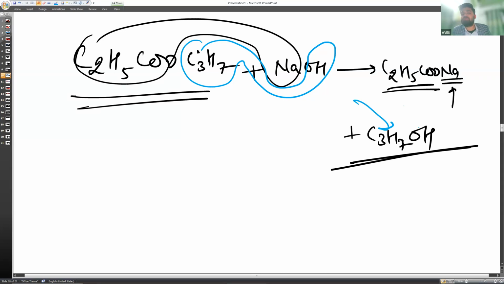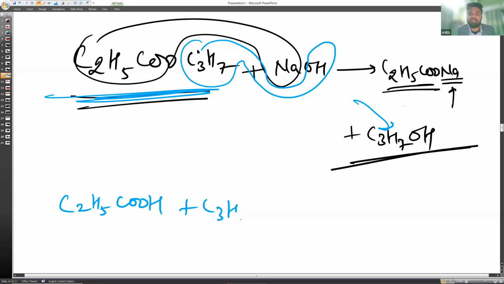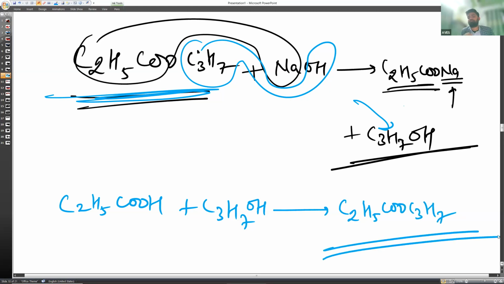So what does respective alcohol mean? It means that to form this ester, it must have reacted with this C3H7OH. For example, C2H5COOH plus C3H7OH gives you C2H5COOC3H7 plus water, in the presence of concentrated H2SO4.